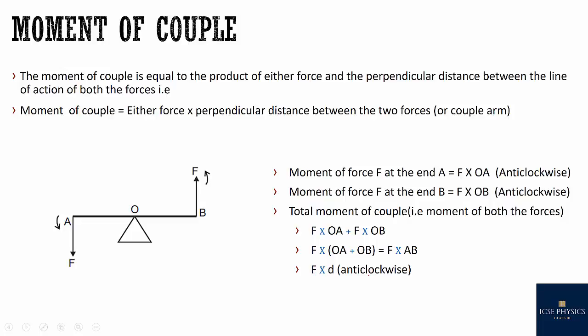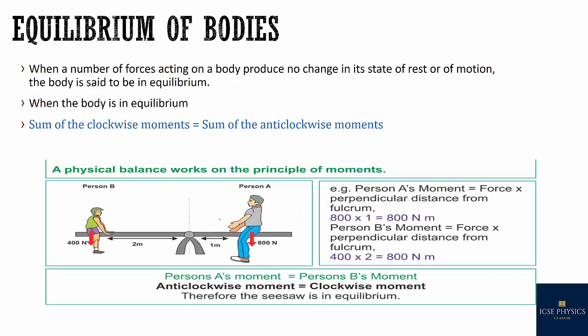So when we have to take the turning effect or torque of a couple, then remember just one force into the distance between the two forces. That is moment of couple. Now, what is equilibrium of bodies? As the name suggests, equilibrium means equal, right?